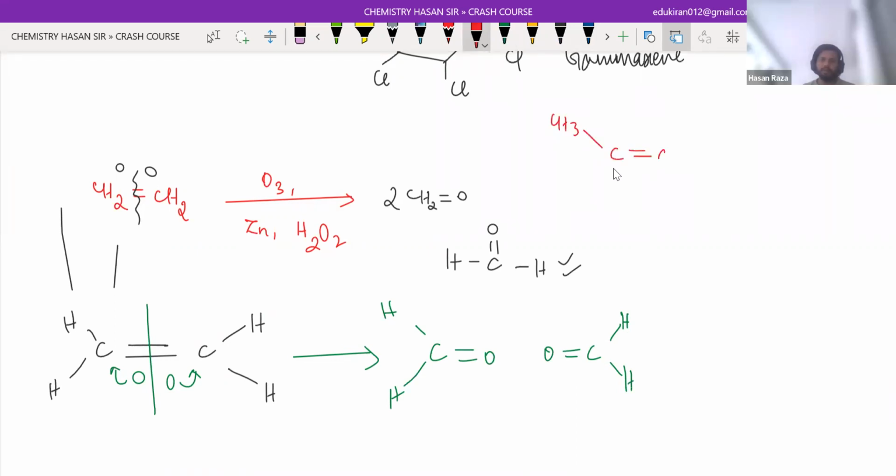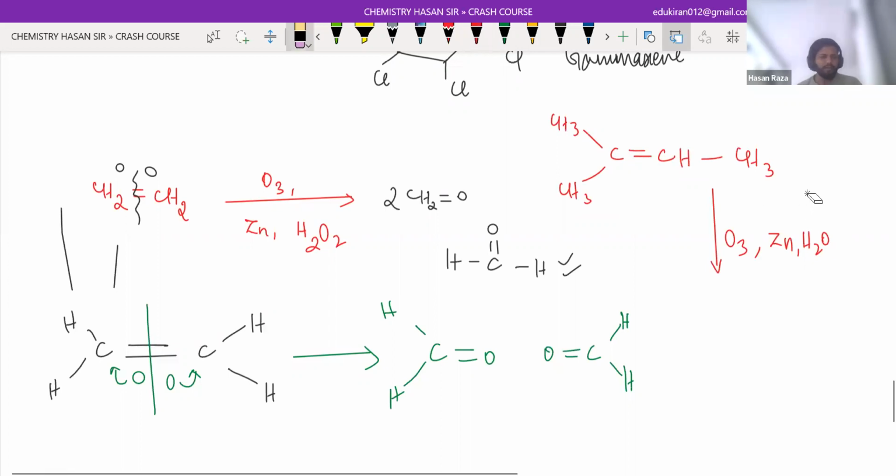Okay, so if I'm going to ask you a question about this, if you have CH3, then C double bond C, and then CH3, and then CH. Can you do the ozonolysis of this with O3 and then Zn/H2O? Please write Zn/H2O, not H2O2, because this will change our answer. For the time being, please write H2O, not H2O2. Can you write the product?